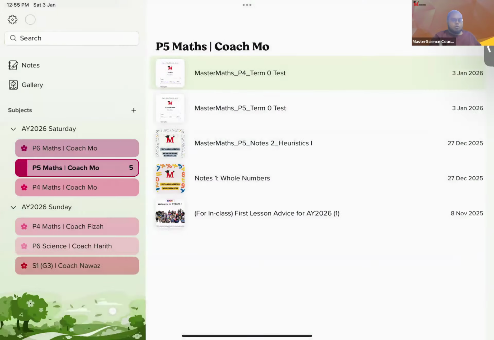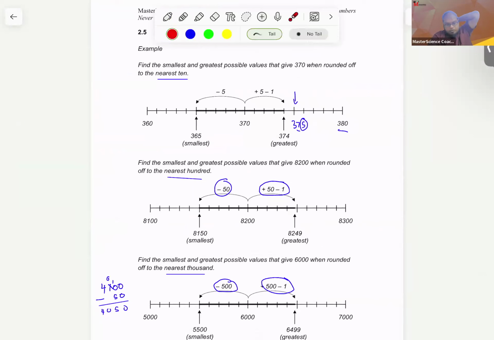Here, if they round off to the nearest 10, to find the smallest, we minus 5. To find the greatest, we plus 5 minus 1. Because if we just plus 5, it's just the range of the next set of numbers already. We minus 1 to go backwards.